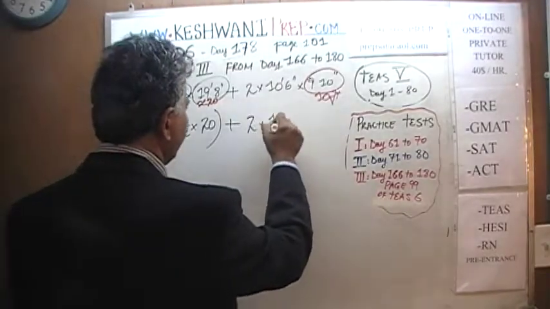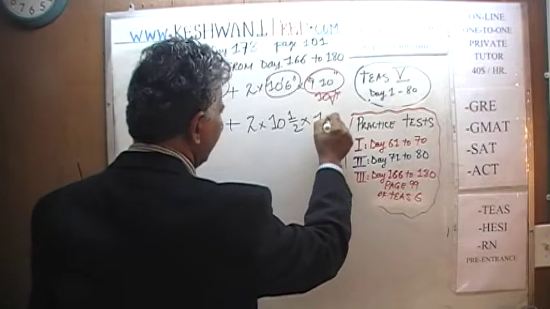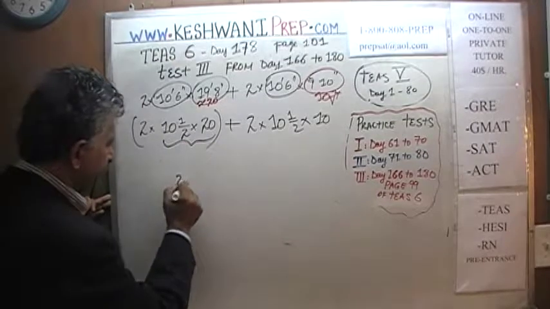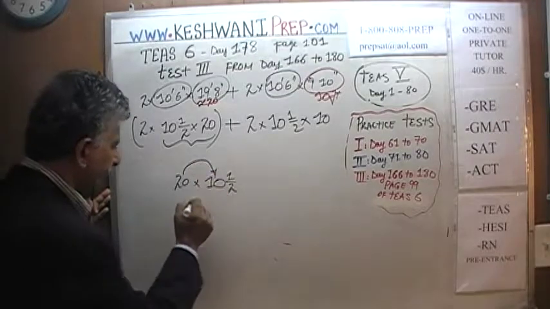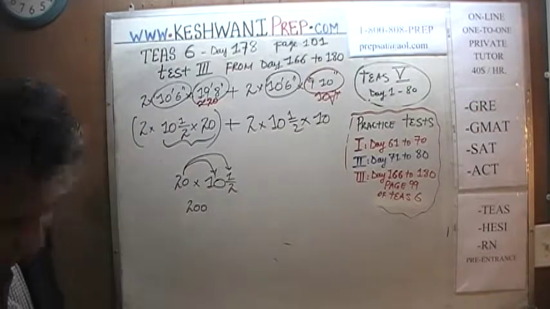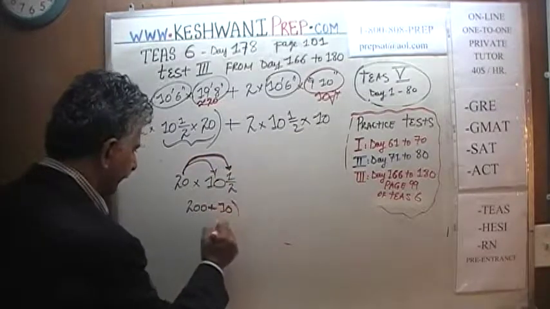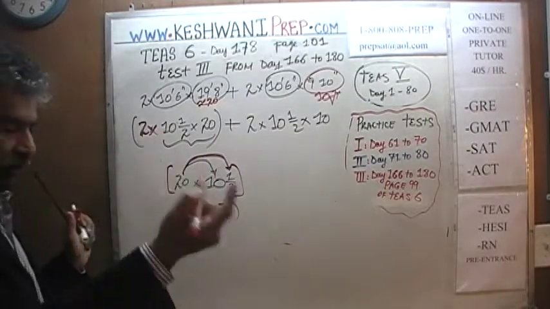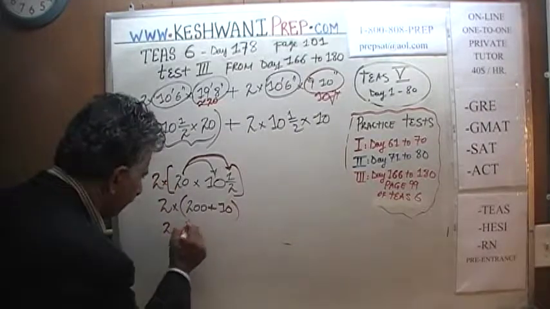So it's 2 times 10 and a half, because 10 feet 6 inches is 10 and a half feet, times 10 feet. Let's see how we do this part here. 20 times 10 and a half is very simple. 20 times 10 is 200, and 20 times half is the same as half of 20, which is 10. So that takes care of this part, times 2, because there is a front wall and a back wall. So this is 2 times 210.